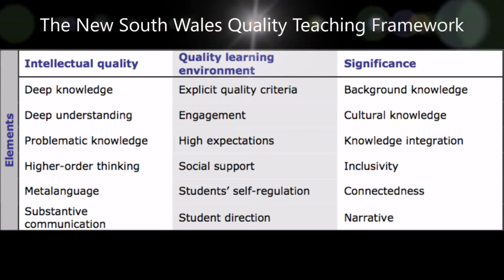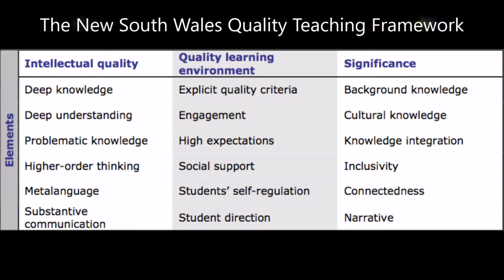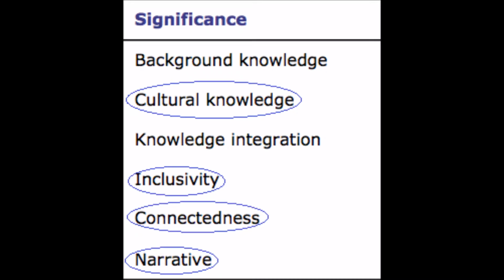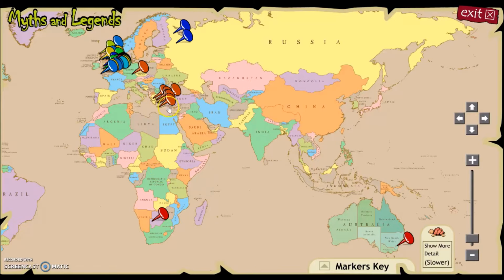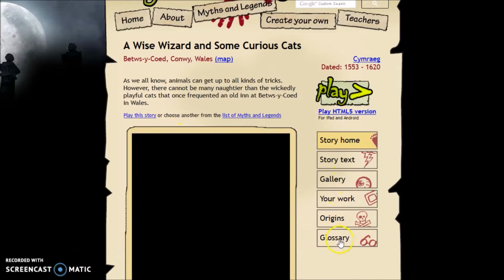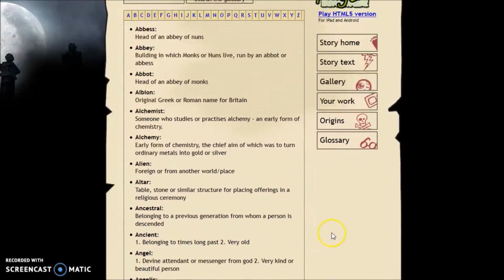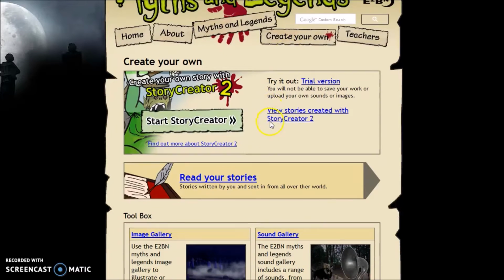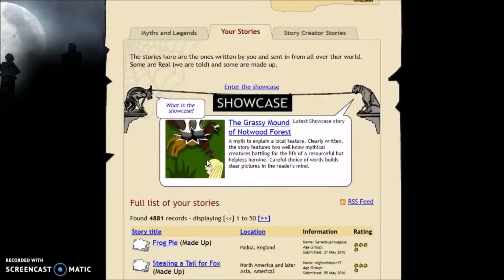Looking at the quality teaching framework, the dimension significance can be heavily integrated, in particular the elements of cultural knowledge, inclusivity, connectedness, and narrative, due to the 80 myths published on the website, which take place in different countries, continents, cultures, and time periods. Meta-language, slang terms, and colloquialisms from different cultures and time periods are also used, and can be viewed by the students in the glossary section of the website. Deep understanding and deep knowledge can be assessed through comprehension and creative writing tasks, and creative writing tasks can even be submitted to the website itself.